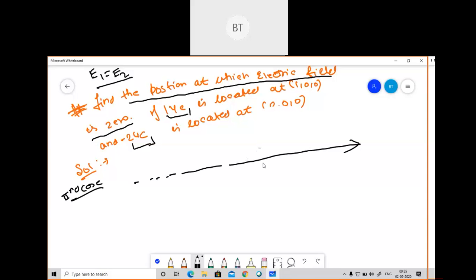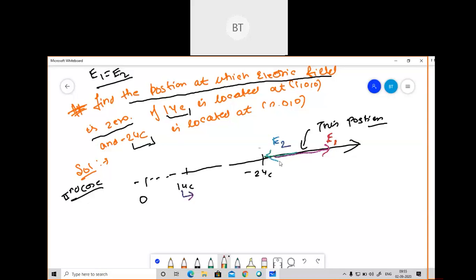So this is -2, and suppose here is 1 and here is 0. Suppose I'm placing it here. Now we will consider this position, we wanted to understand this position. Because of this -2, the field will come inward. So I will write here E2, and because of this 1 microcoulomb, the field is going outside. So I'll consider this as E1.